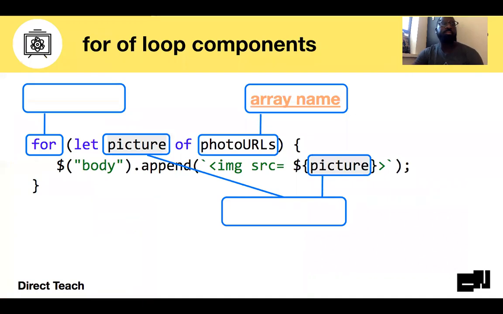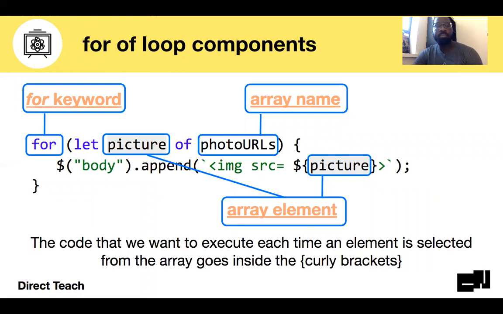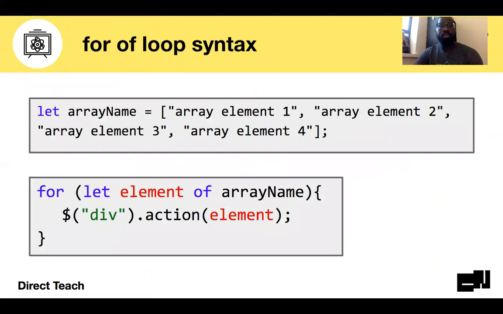All right. So as I mentioned before, these are different parts. We have the for keyword, the array name, the array element. So the code we want to execute each time an element is selected from the array goes inside the curly brackets. All right. So here's an example again. We have an array called array name with 4 different elements in it. And this for of loop is being applied to the array. So this is just an example.